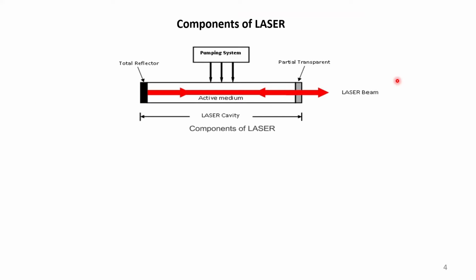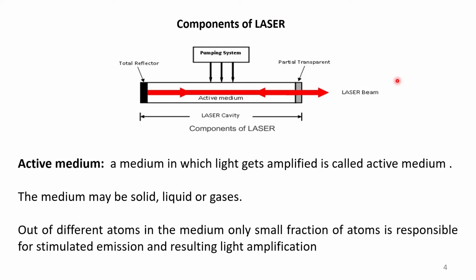Students, in the previous lecture, I told you about the different components of the laser, and one of the important components of the laser is the active medium. The active medium is in between these two reflectors, or we can say in between the laser cavity. The active medium has a very important role in the lasing action. The medium in which a light gets amplified is called the active medium.